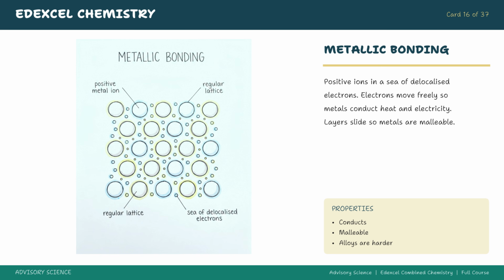To explain why metals conduct, always use the phrase sea of delocalized electrons, free to move, and carry charge. That exact wording will secure the mark. Picture ions as floating balls in a sea of electrons. The sea conducts, the layers slide. This gives you both properties in one image.